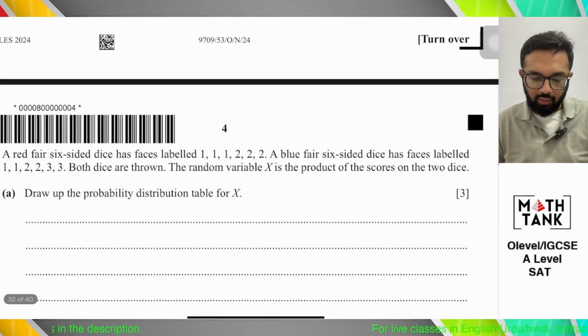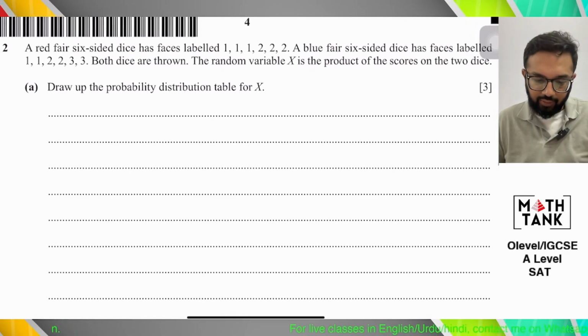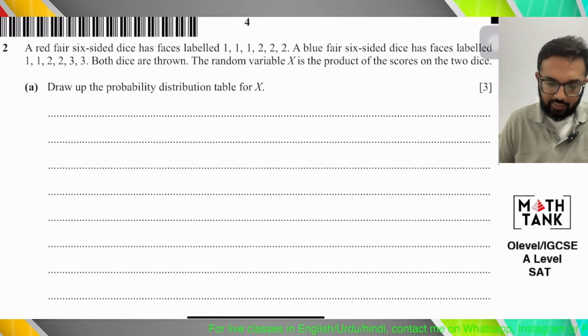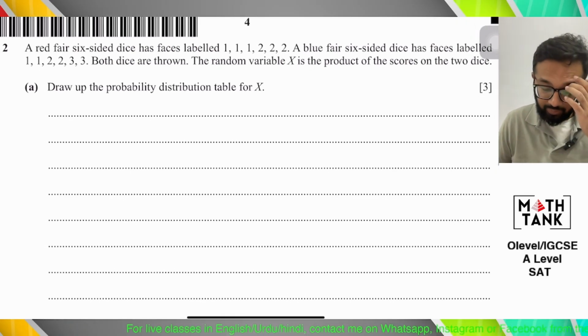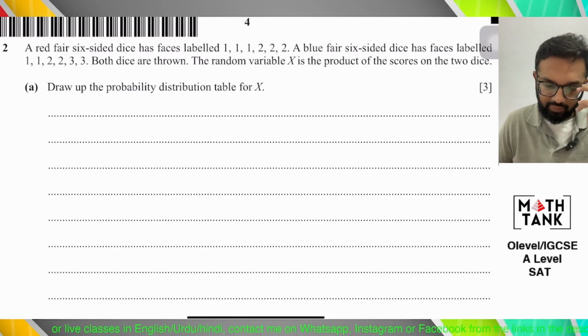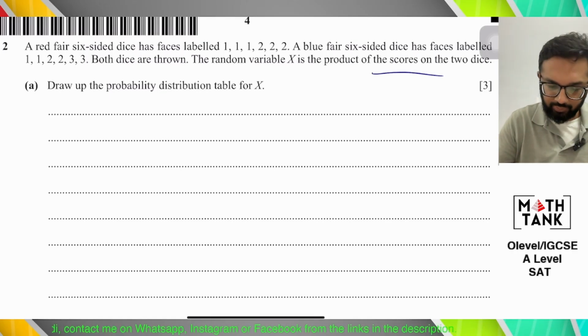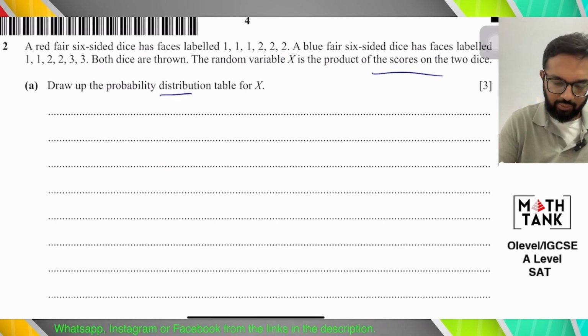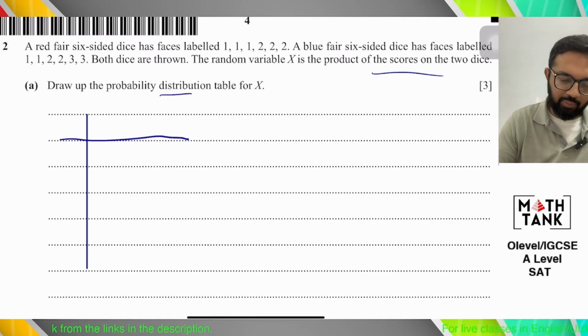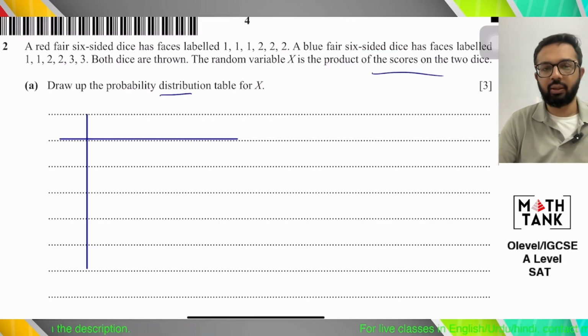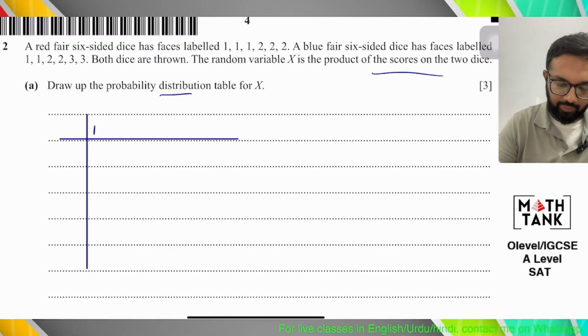Okay. The next question says a red fair six-sided die has faces labeled 1, 1, 2, 2, 2, 2. A blue fair six-sided die has faces labeled 1, 1, 2, 2, 3, 3. The two dice are thrown and the score is the product of the two scores. Find the probability distribution table. Whenever you have two dice, it's best to first make a sample space or a possibility diagram so that you know all the outcomes that are supposed to be there.